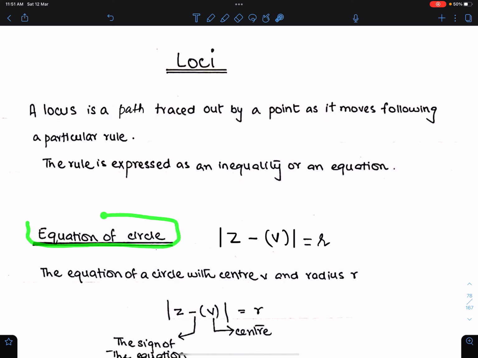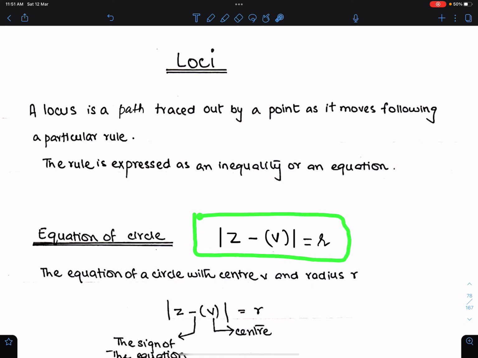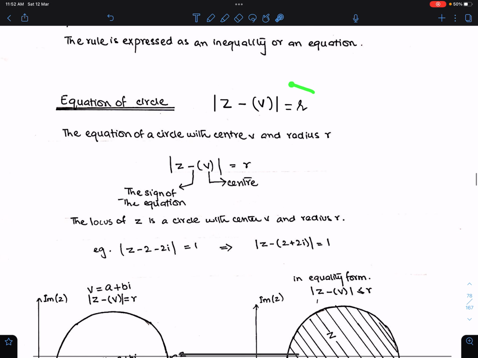The standard equation of circle in complex numbers. This is the standard equation of circle in complex number, where this z means the variable point, this v means the center of the circle, this r means the radius of the circle, and this negative sign is the part of the equation, and this is the modulus. We can describe the locus of z into this equation as the locus of z is a circle with center at v and radius r.